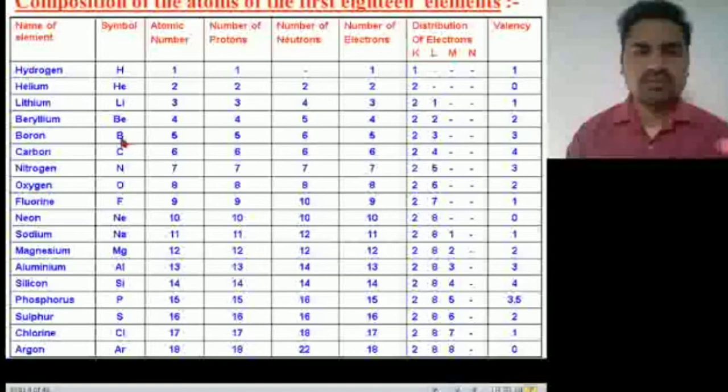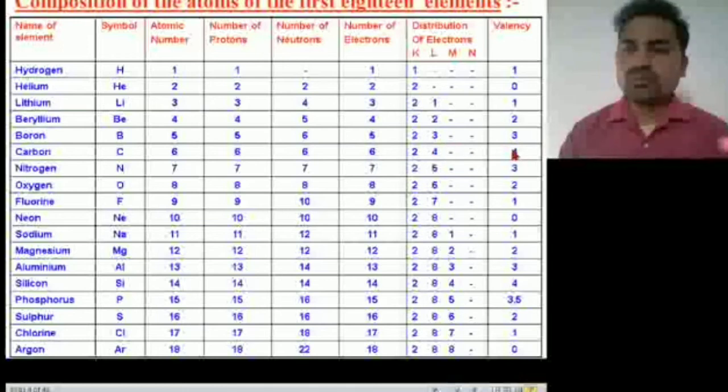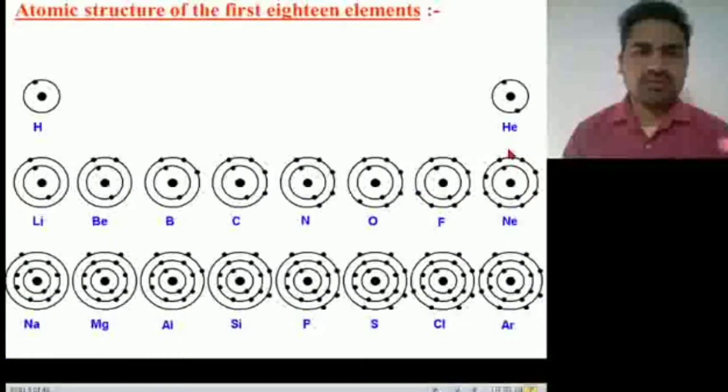So you should know from 1 to 20, first 20 elements, their name, their symbol, their atomic number, and their electronic configuration and valency. I hope you all know this. So you should go through once before we start in the next video or chapter. So before it, let me go for one recap.